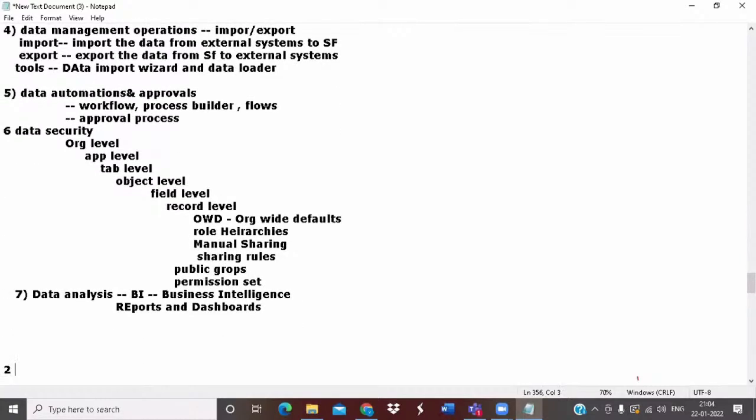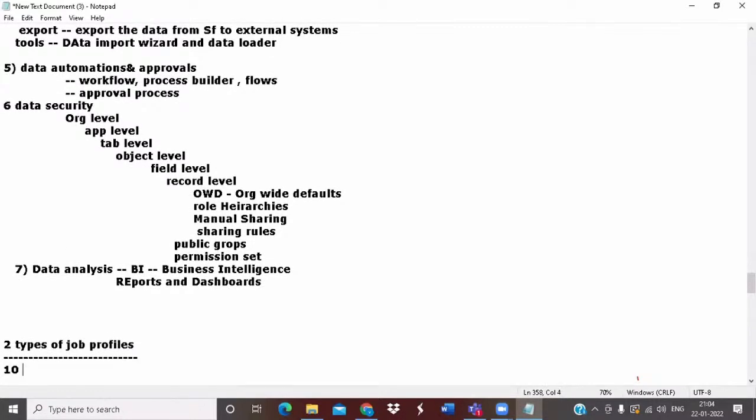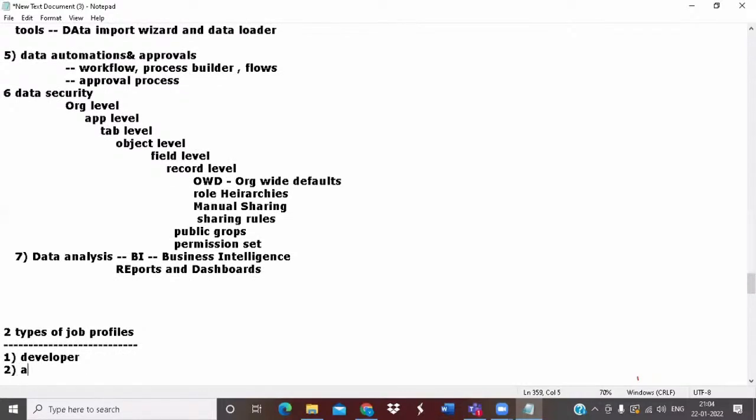See, guys, there are 2 types of job profiles in Salesforce. How many? Two. One is developer, or you can go for administrator. But my first priority is to go for the development side. If you settle as a developer, you will get more salary than an administrator. Don't go for the testing side. On the testing side, you'll get very few jobs, very few openings.